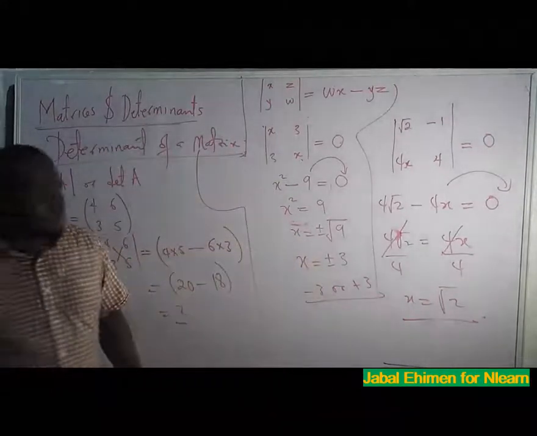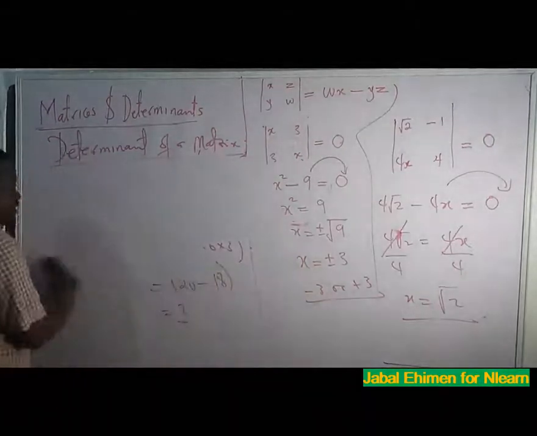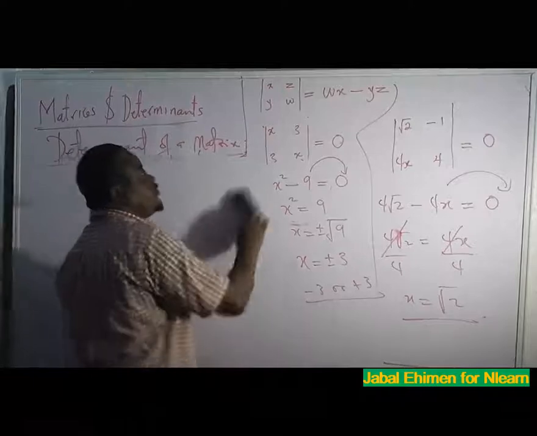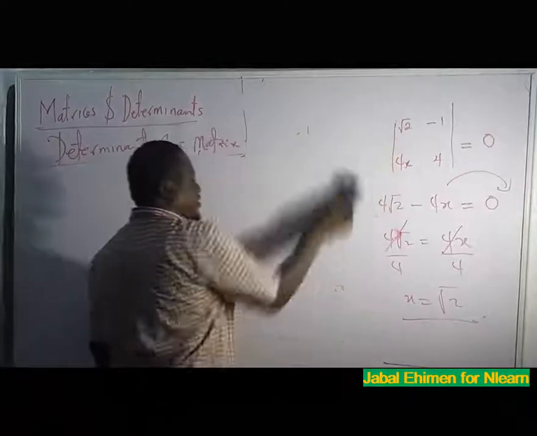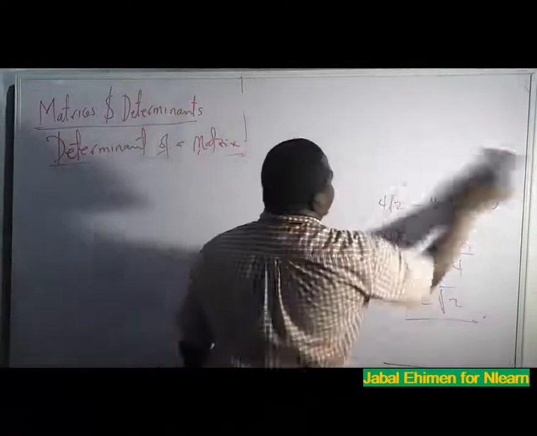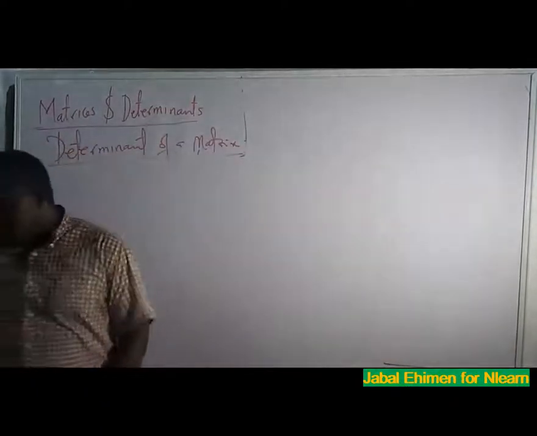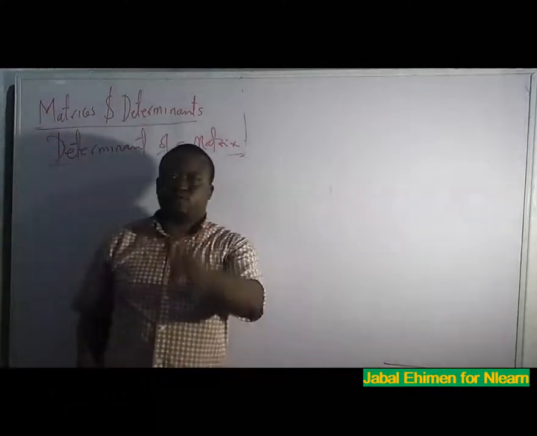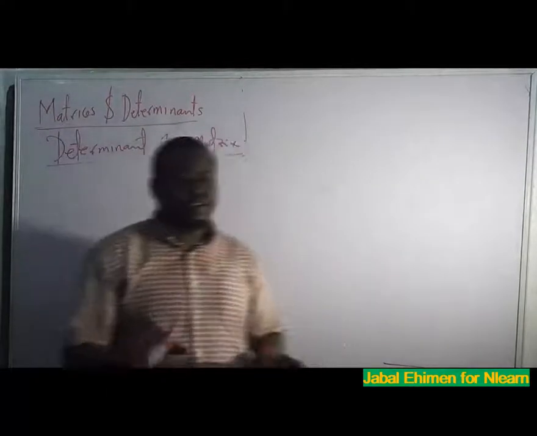But let's go for the big boy, the determinant of a 3 by 3 matrix. For the 3 by 3 determinant, it's simple. All you need to understand is, since you already know how to analyze the 2 by 2 determinant, it becomes easy for you to analyze the 3 by 3 determinant.